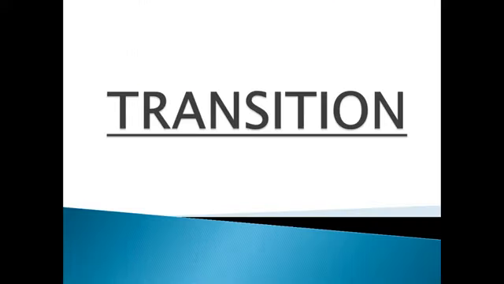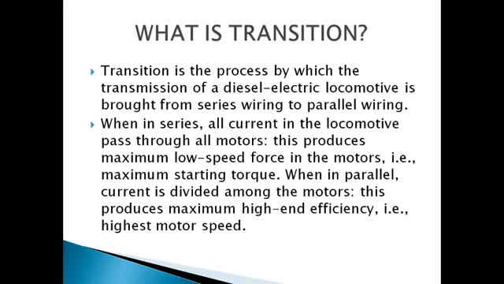Now we will learn about the transition control panel. So what is transition? Transition is the process by which the transmission of a diesel electric locomotive is brought from series wiring to parallel wiring. When in series, all current in the locomotive passes through all motors. This produces maximum low speed force in the motors, that is, maximum starting torque. When in parallel, current is divided among the motors. This produces maximum high end efficiency, that is, highest motor speed.